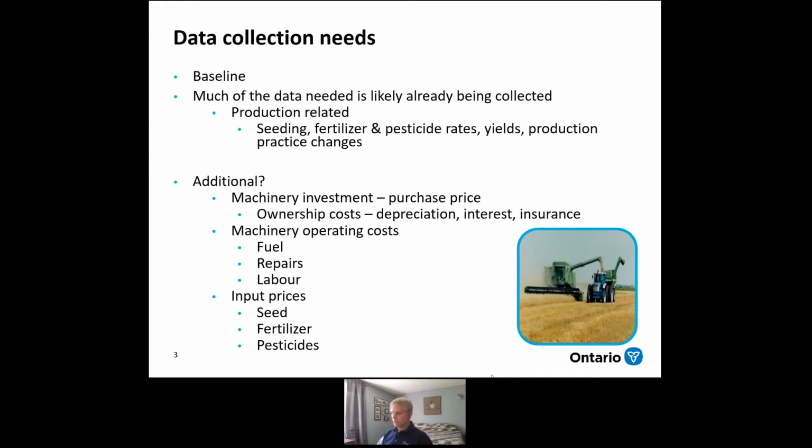Of course, trying to measure the impact of a change, be it a new production practice or adopting a new technology or adding new equipment to your operation. All of those research will need to have a baseline.